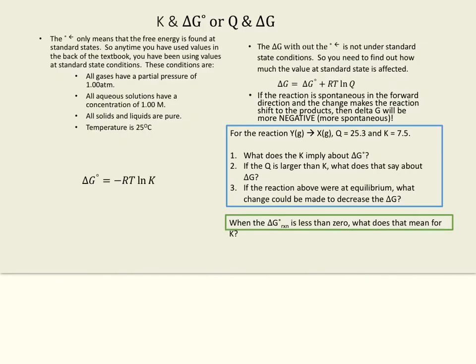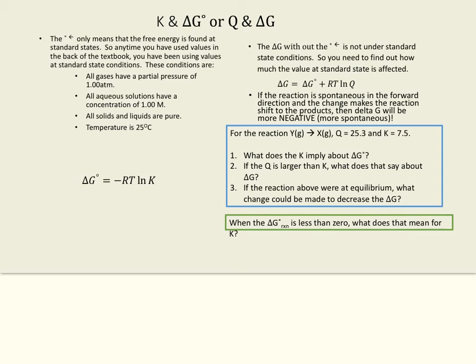All right, K and delta G, or Q and delta G. The little knot up here means it's happening at standard states or under standard conditions. So all gases have a partial pressure of 1, all aqueous solutions have a concentration of 1, all solids and liquids are pure, and the temperature is 25 degrees Celsius. With delta G, you don't have that. And so this part of this equation is basically telling you how much delta G is deviating, changing from delta G naught. So if the reaction is spontaneous in the forward direction, and the change makes the reaction shift to products, then delta G will become more negative, more spontaneous.